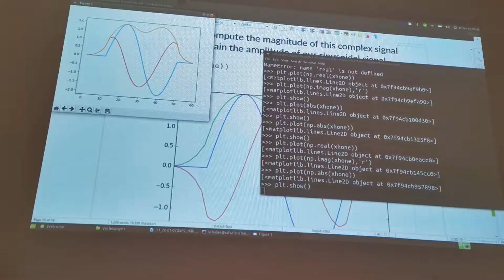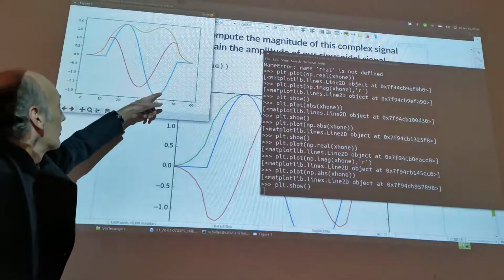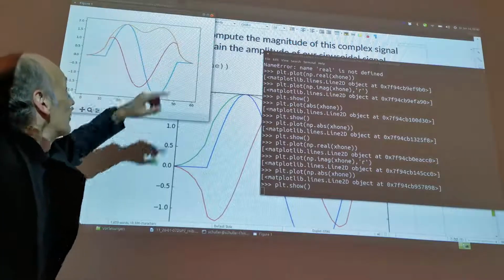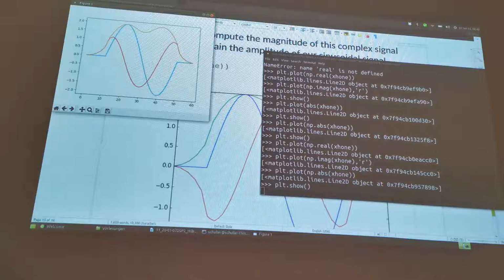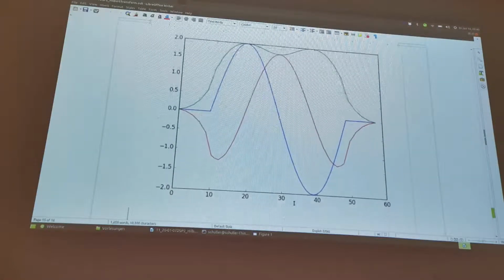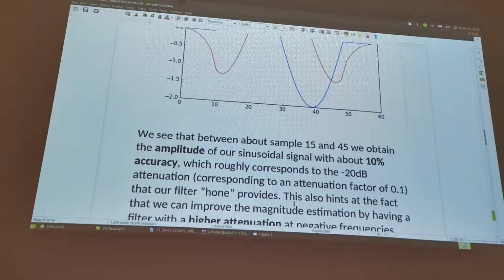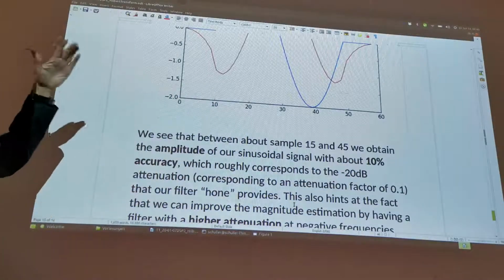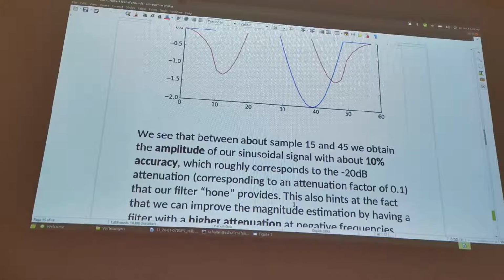So here you can see the original sinusoid. This comes out of our Hilbert transform. And the orange line is the resulting magnitude from it. So it's actually looking quite similar to our design here. And when we look at it, we get the amplitude to about 10% accuracy. Right, so we have some deviation, it goes up and down, but it's maybe to about 10%.